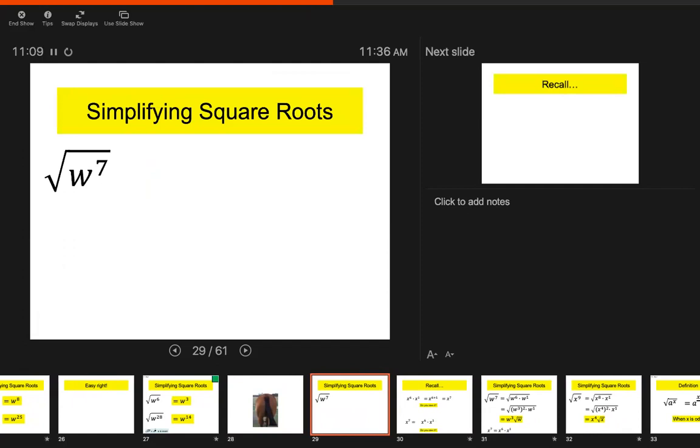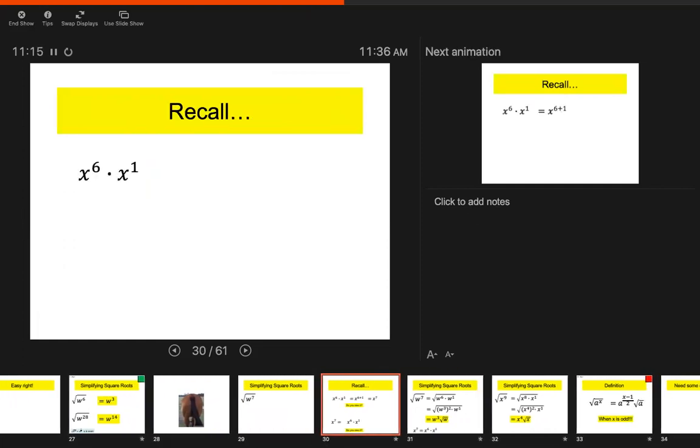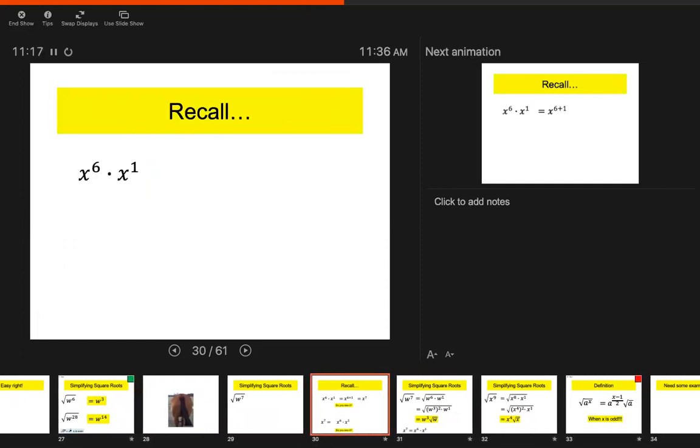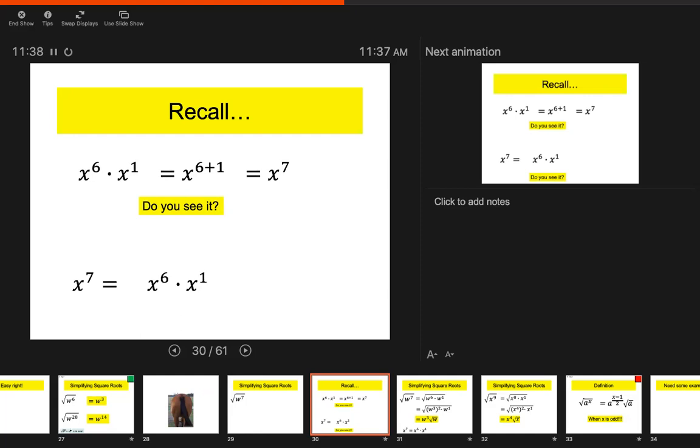And by the way, this one's just as easy. So here's how you tackle the odd ones. Well, recall that what is x to the 6th times x to the 1st? Well, the rule is if the bases are the same, you add the exponents. So that would be 6 plus 1 is 7. Let me write that backwards now. Do you see it? If I write it backwards, x to the 7th can be written as x to the 6th times x to the 1st. Boy, is that going to be helpful.